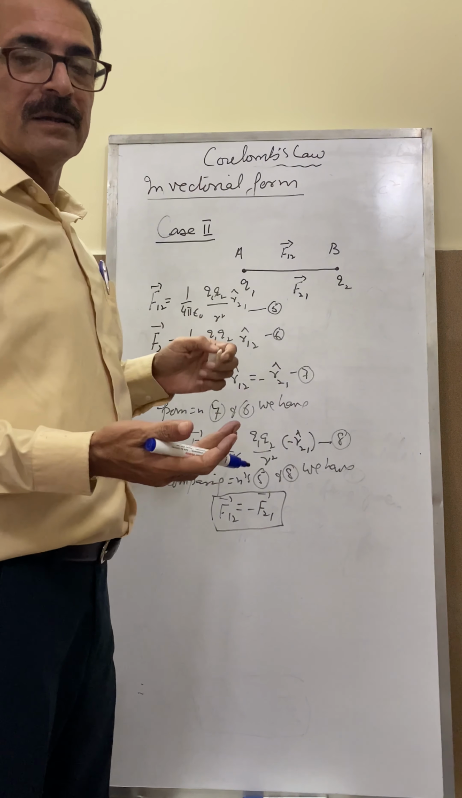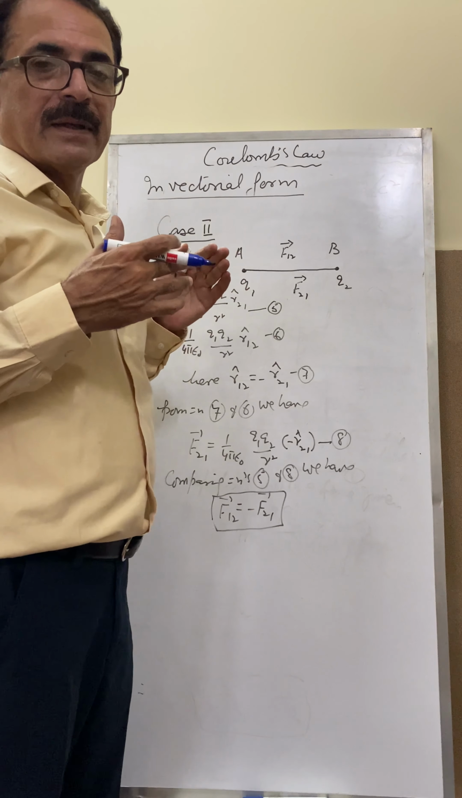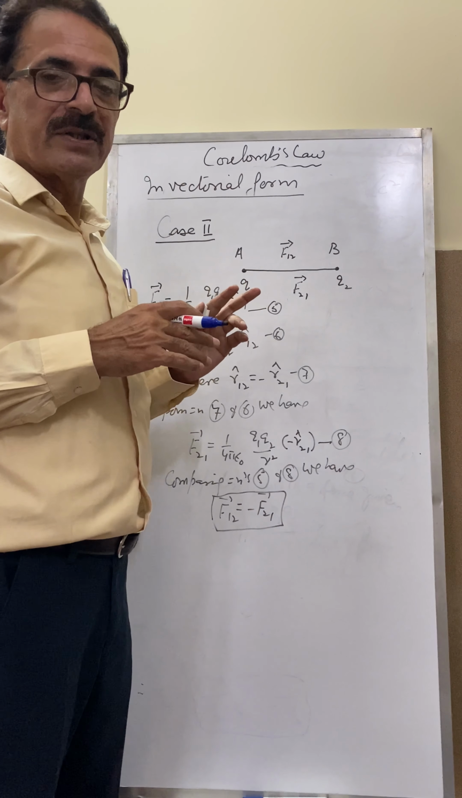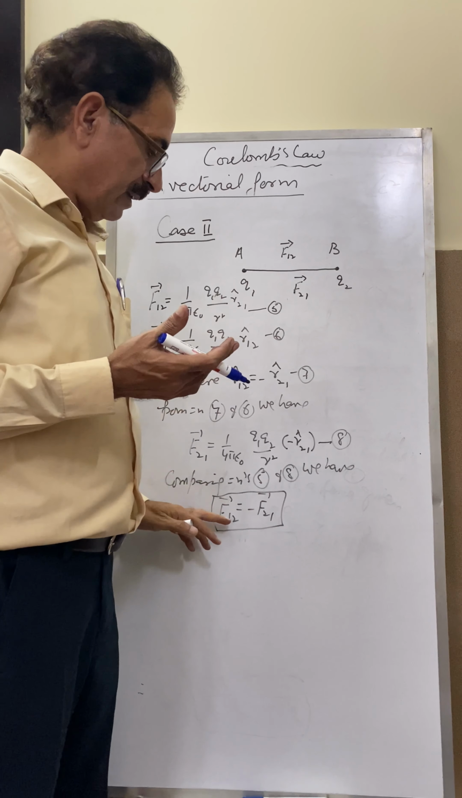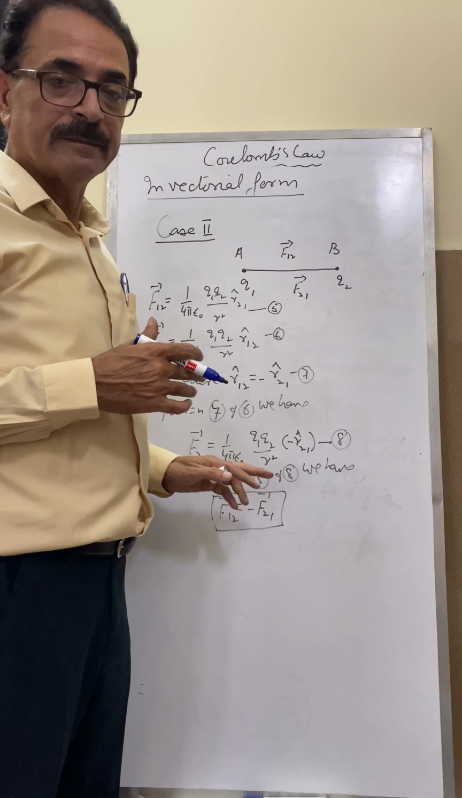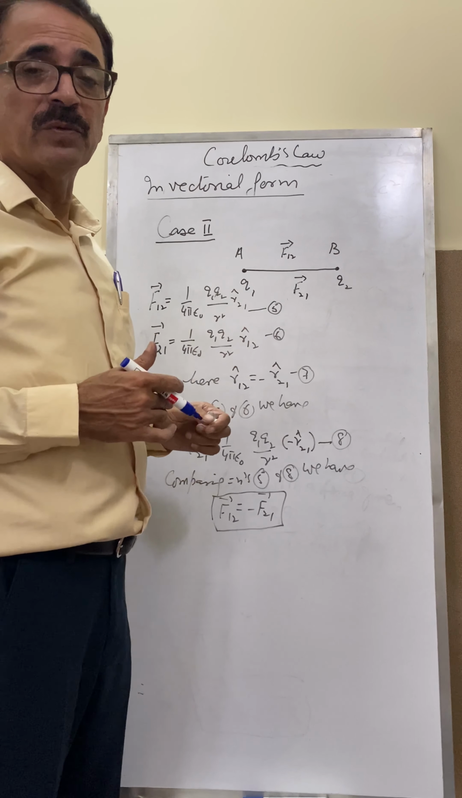So whether the two charges are like charges or unlike charges, the two forces between them satisfy F12 is equal to minus times F21. That means these are Newtonian forces.